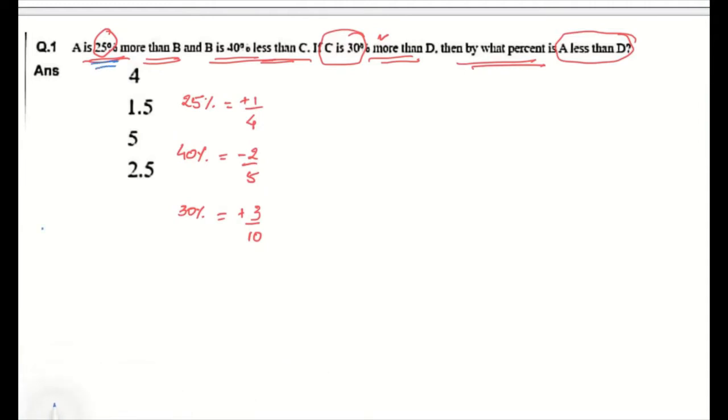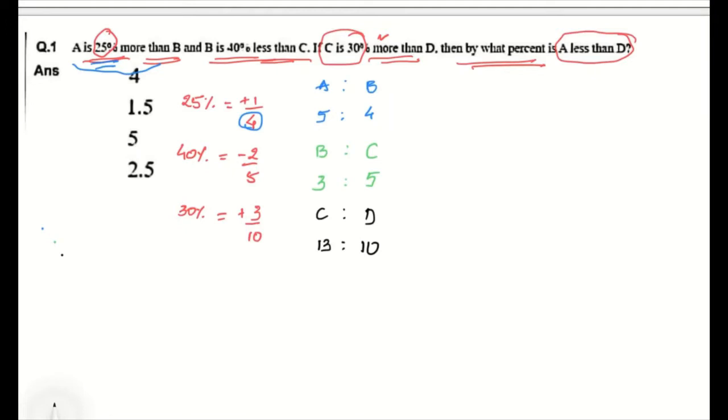The 25% is the relation between A and B. So if I take the ratio of A is to B, A is 25% more than B. If B is 4, A is 1 more than B, that is 5. Next, 40% less than C, that is B is to C. If C is 5 parts, B is 2 parts less than C, that is 3. Next, what about the C and D relation? C is to D. C is 30% more. That means if D is 10 parts, C is 3 parts more than D, that is 13.